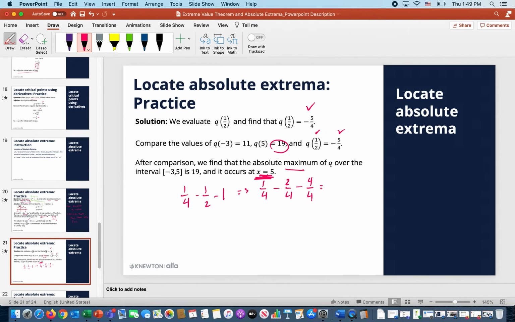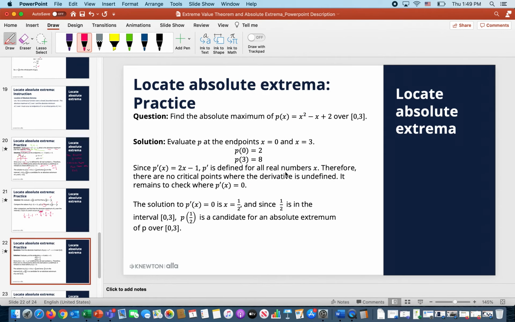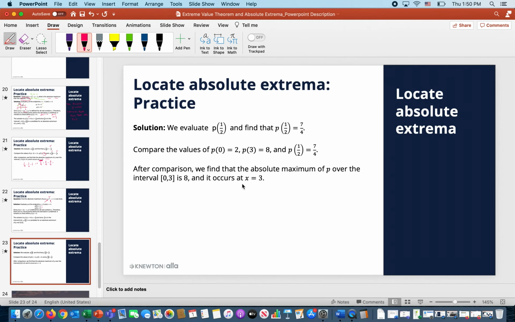But in this question, we were only focusing on the maximum. This one says find the absolute maximum for this function over the interval 0 to 3. And notice we're going to begin by plugging in the endpoints. So I plug 0 in for x, I plug 3 in for x, and I get 2 and 8. Take the derivative again. Now, the one thing I want to point out to you is that the derivative is not always 2x minus 1, okay? We just happened to do 2 problems where the derivative was 2x minus 1. So we're going to take 1/2 and plug it into the original function, like we did a few minutes ago, and we get 2, 8, and 7/4.